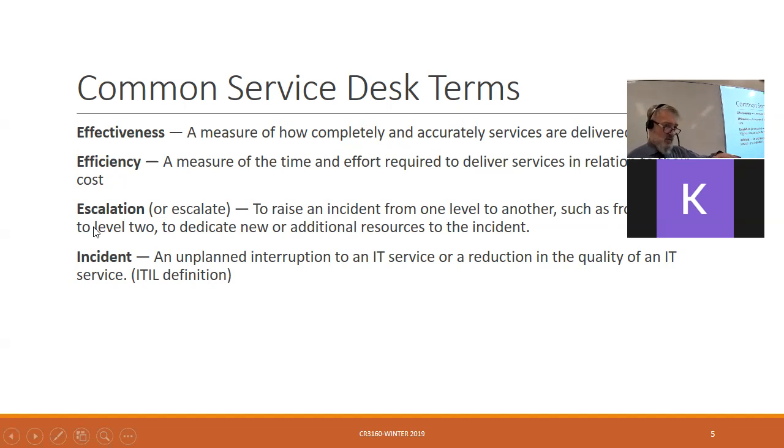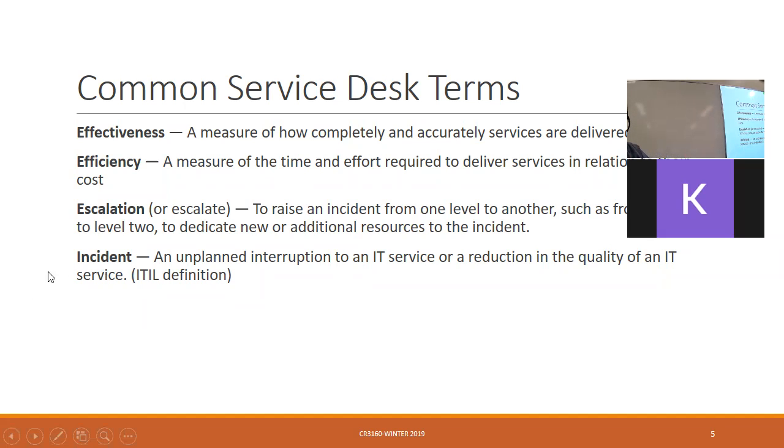Escalation means to go from a low level to a high level. Now, in the service desk, the low level and the high level, we have numbers for them. We say level 1, level 2, level 3. You might remember that from CR3160. But the idea being that you try and solve incidents at the telephone, at the level 1, we call it. But if that can't happen within the time that you've set aside as your target time, then you will escalate it to the next level. The next level would be like level 2, but it also might be to a manager.